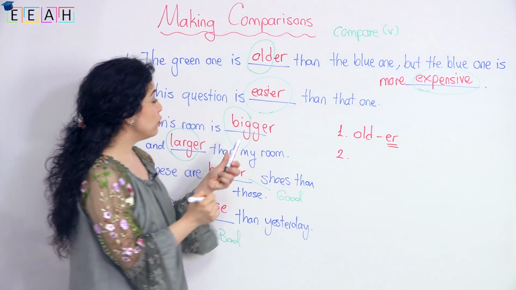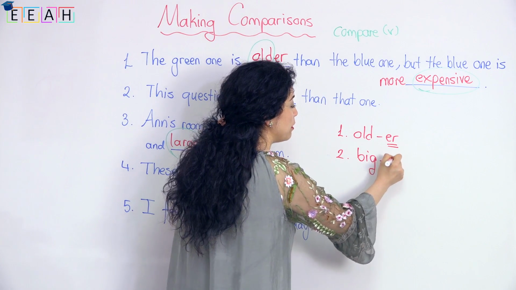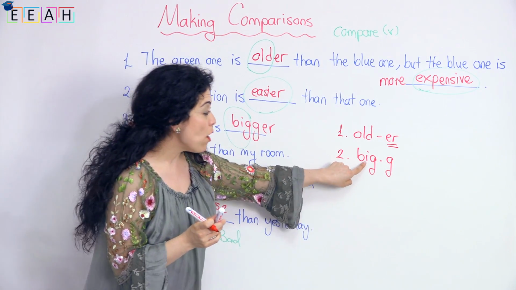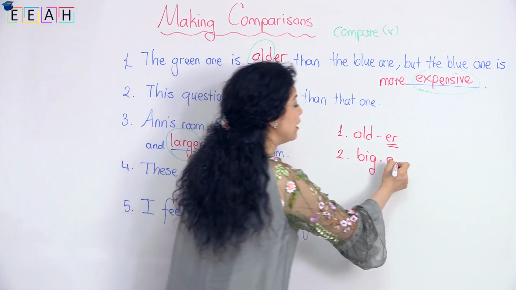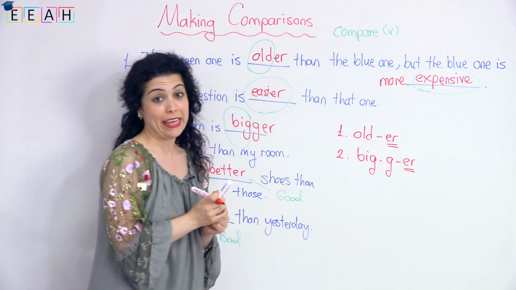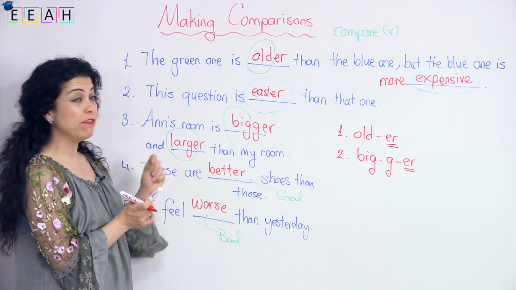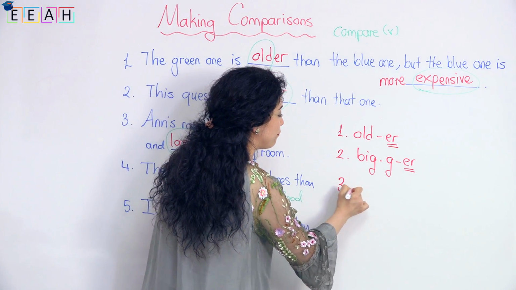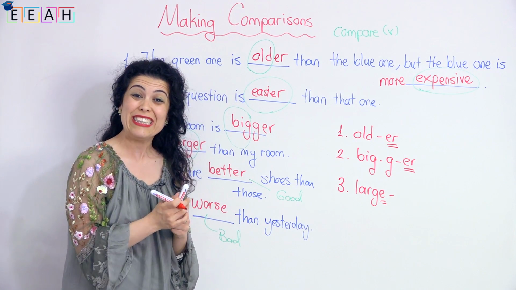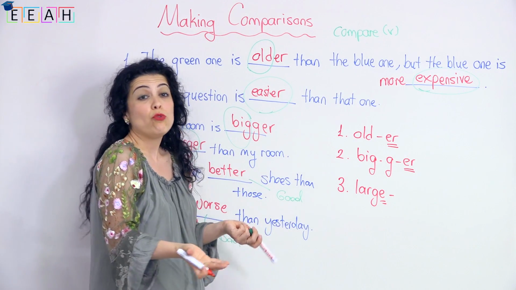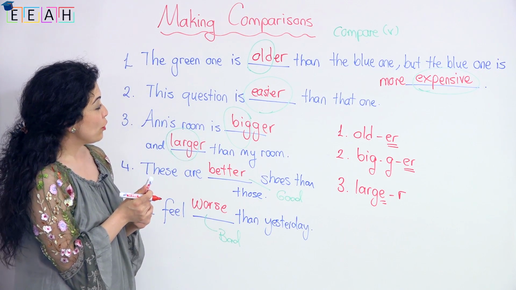The second one, let's have a look. We have big. It's a one-syllable adjective as well, yes. But here, because it ends with a vowel and a consonant, we have a double consonant, bigger, okay? And you add an ER at the end again. Big, bigger. Old, older. Okay, another one, we have large. Large ends with a vowel, E sound, yes? So all you need to do is to add an R at the end. Large, larger.